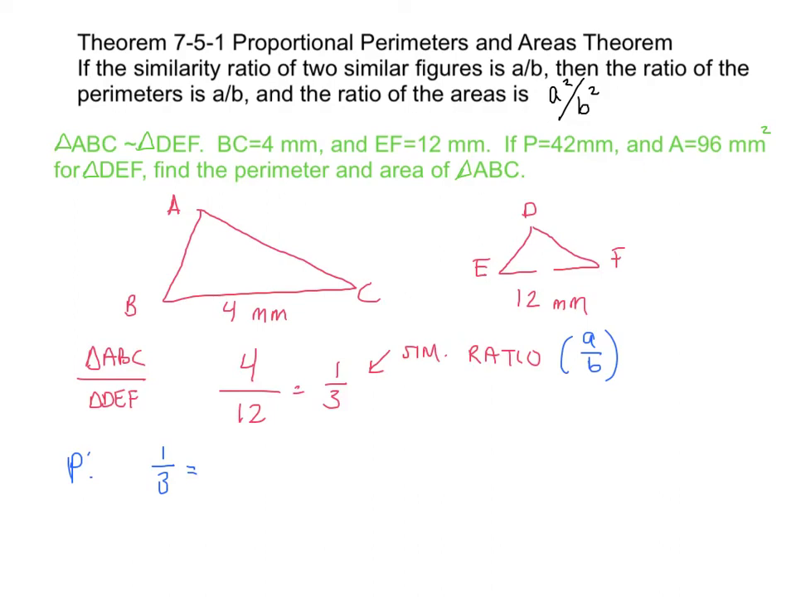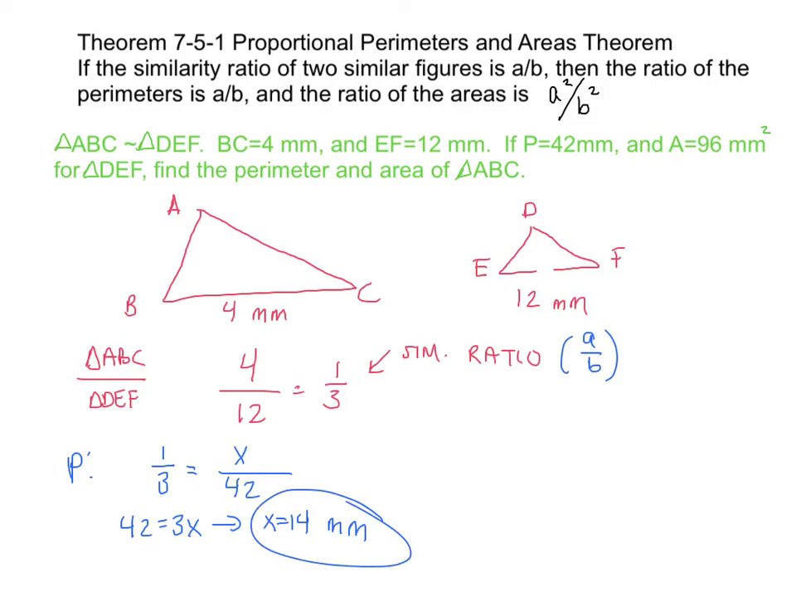Let's see, do we know the perimeters at all? Well, yes, we know the perimeter of triangle DEF is 42. Now remember, we have DEF on bottom. So we don't know the perimeter of ABC, but we know this perimeter will be 42. To find that x, just simply cross multiply. 42 is equal to 3x. Therefore, x is equal to 14 millimeters. And thus your answer is 14 millimeters.